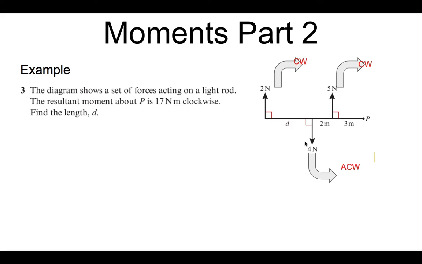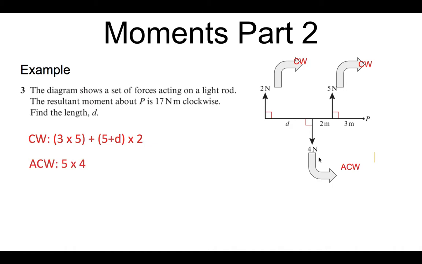Right, so now looking at our moments in the clockwise direction, for the 5 Newton force, we've got the distance, which is 3, times the force, which is 5, so we've got 3 times 5. And then for the 2 Newton force, we've got a distance of 5 from this 3 and 2 plus D, times by 2. So we've got 15 plus 2 lots of 5 plus D in the clockwise direction. In the anti-clockwise direction, we've got a distance of 5 times 4.